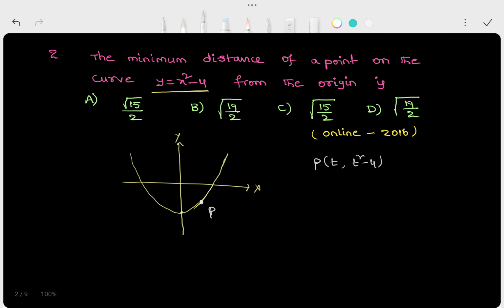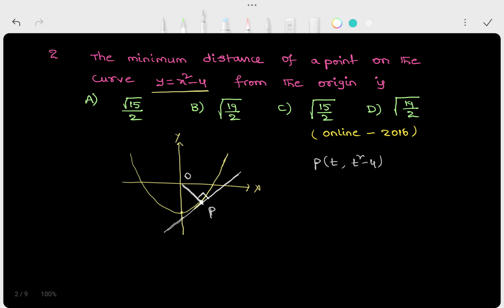After that, you find the tangent. Now here this is the origin. Now you draw the perpendicular from this point, so this is the perpendicular. Now the question is the minimum distance of a point on the curve from the origin. Here OP is perpendicular to the tangent.